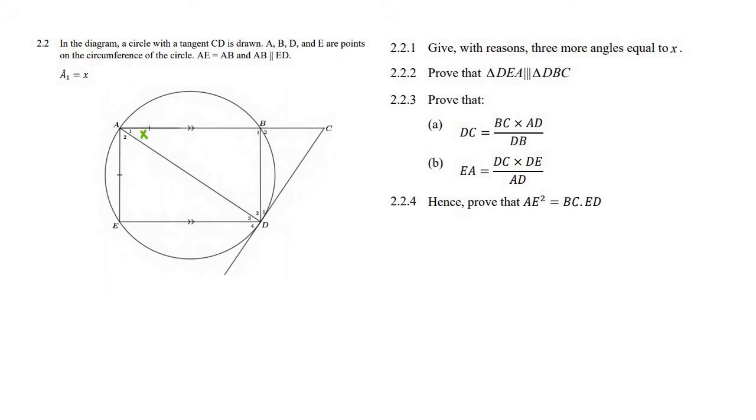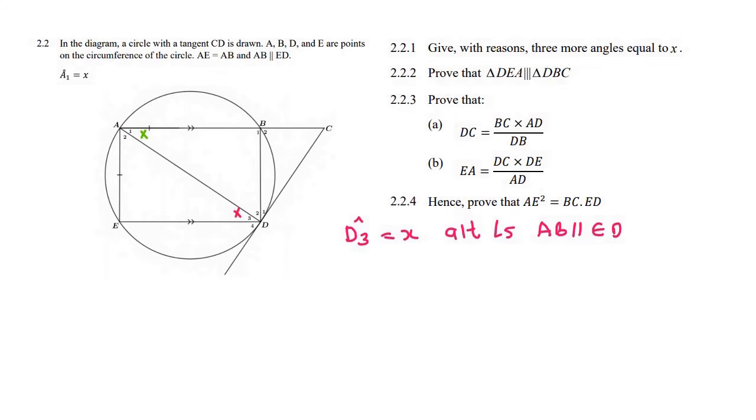Now, question 2.2.1 says, give with reasons 3 more angles equal to x. Okay, so the first one's quite easy. And by the way, if I was you, I would definitely pause the video and try these yourself. Even if it takes you 20 minutes, it's so much better doing it like that compared to just sitting and watching me. Trust me. So the first one I would see is that there's an alternating angle over there. So we can say that angle D3 is equal to x. And that's just because of alternating angles due to the fact that line AB is parallel to line ED.